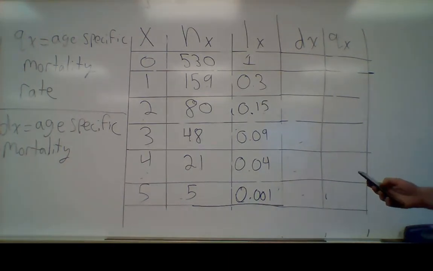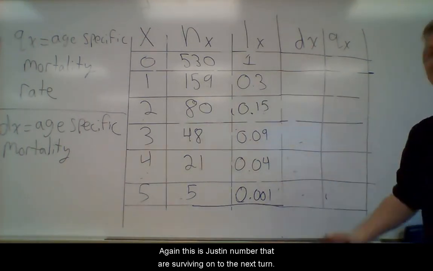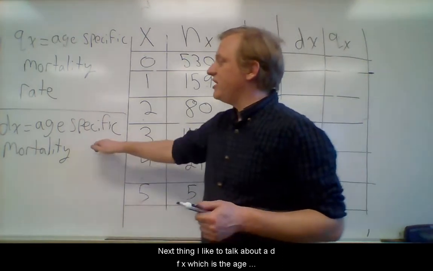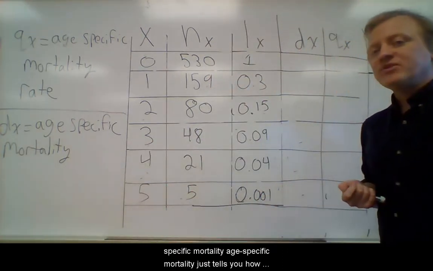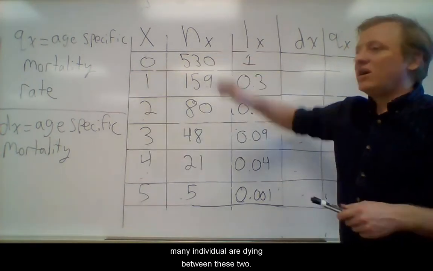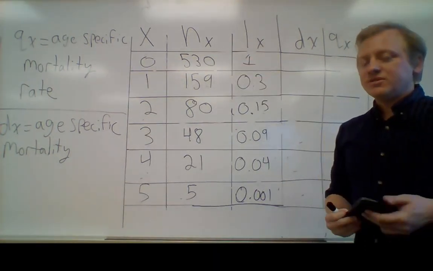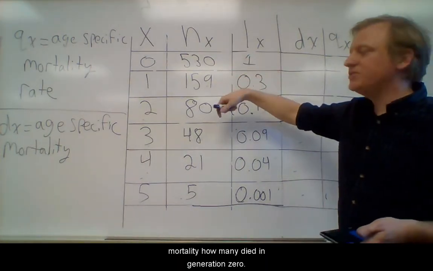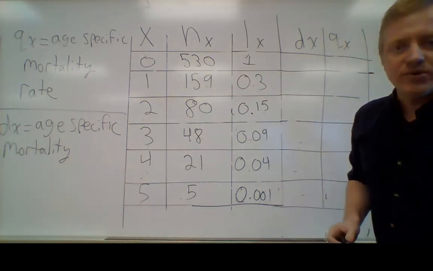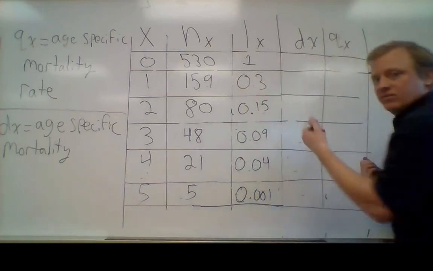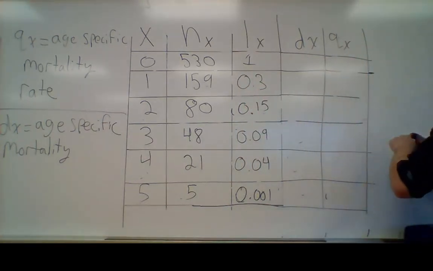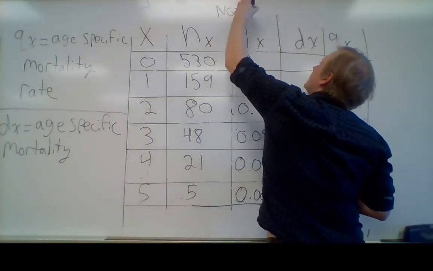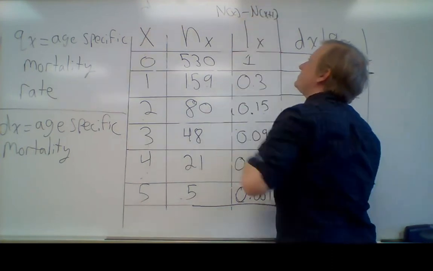Very, very low. So again, this is just the number that are surviving on to the next generation. The next thing I'd like to talk about is D of X, which is the age-specific mortality. Age-specific mortality just tells you how many individuals are dying between these generations. So in this case, if we were trying to figure out our age-specific mortality, how many died in generation 0, we take this number and subtract this number. So if you want to be mathy with it, which you probably don't, but that's okay, we'll do it anyway, you're going to take n sub x minus n of x plus 1.